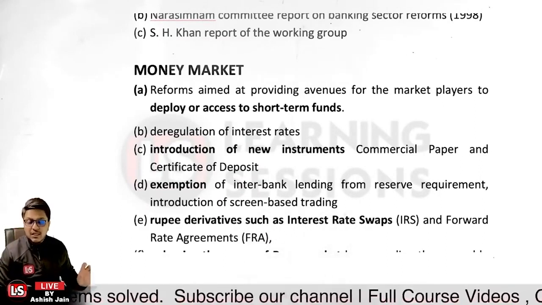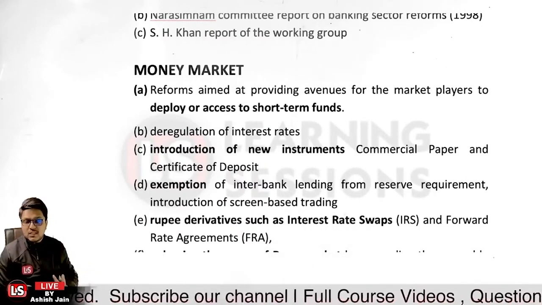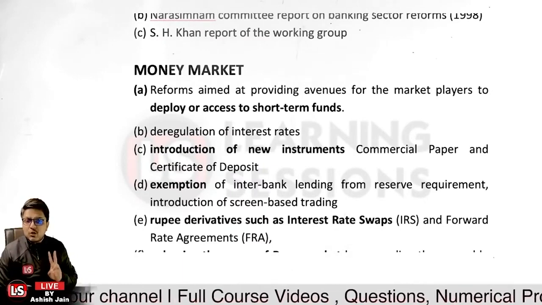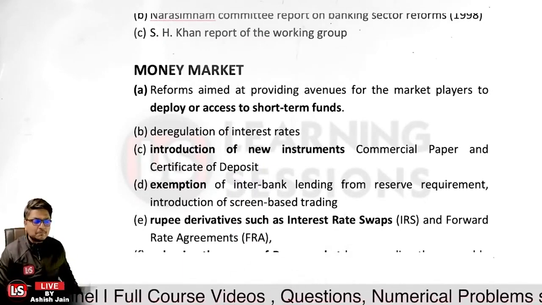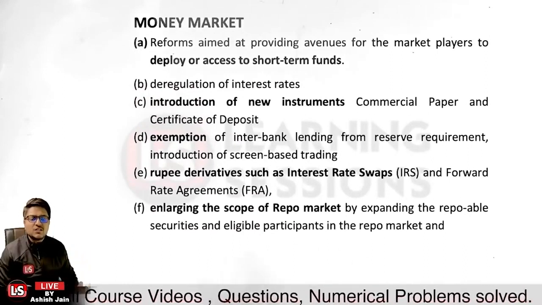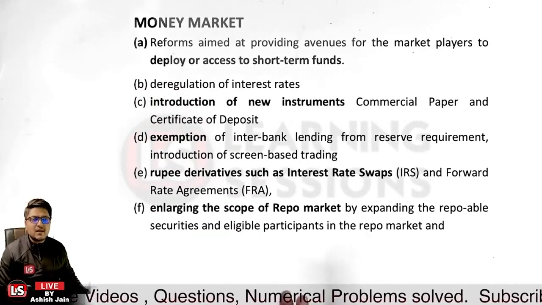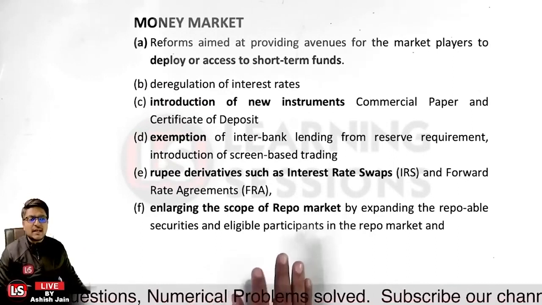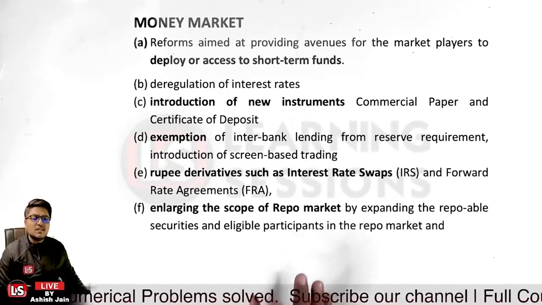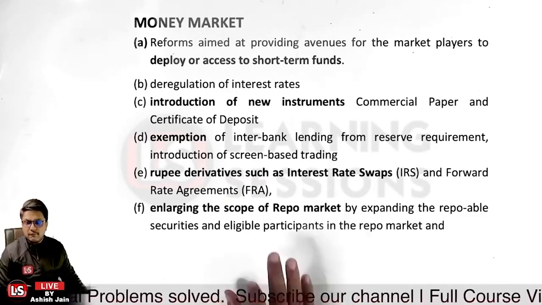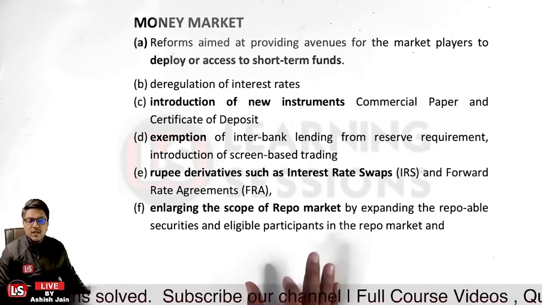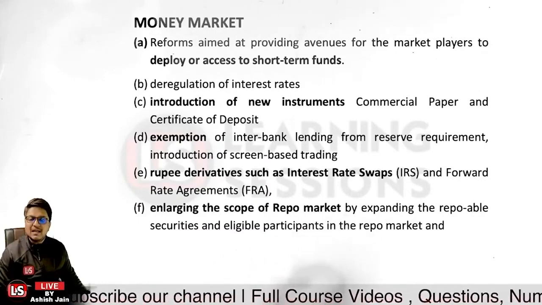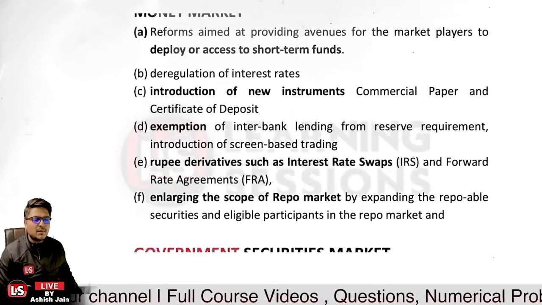Okay, now these are basically used for two main purposes. One is for safeguarding, that is hedging purposes. The other one is for speculation purposes, that is trading purposes. Is that clear? Further, enlarging the scope of the repo market by expanding the repoable securities and eligible participants in the repo market. Now there are different repo instruments which are available over there, and further the scope of the repo market has been enlarged. Is that clear? So these were the reforms related to the money market.